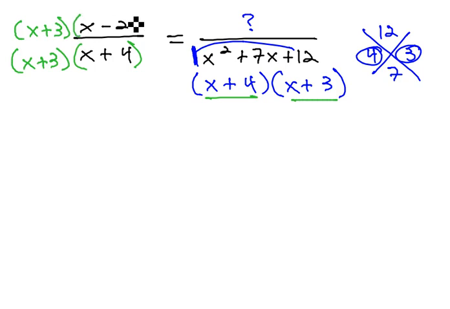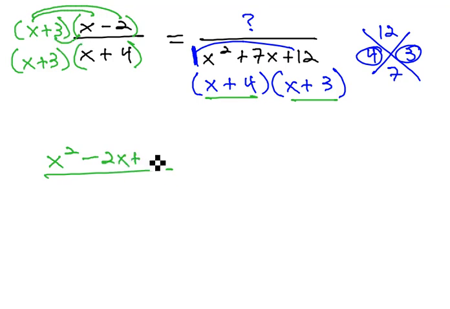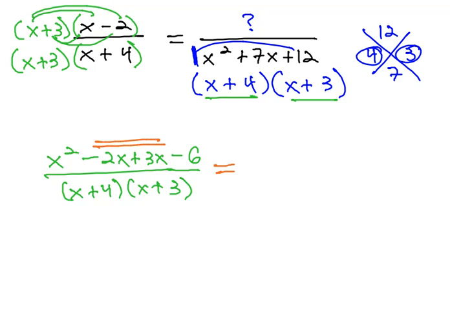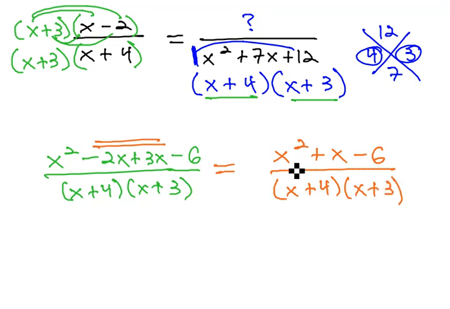Be sure we multiply the entire numerator, the entire x minus 2, which is going to require us to FOIL. x times x is x squared. x times 3 is 3x, negative 2 times x is negative 2x, and negative 2 times 3 is minus 6, over that desired denominator, x plus 4 times x plus 3. We can finish simplifying that numerator by combining like terms, giving us x squared plus x minus 6 over the denominator we wanted, x plus 4 times x plus 3.